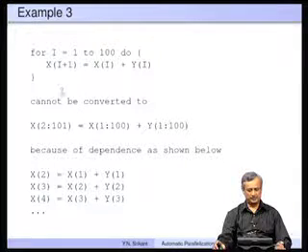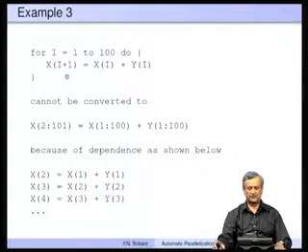The next example is something that cannot be parallelized. You have for i equal to 1 to 100 do x[i+1] = x[i] + y[i]. If you simply write this as vector code, x[2:101] = x[1:100] + y[1:100], this would be wrong.